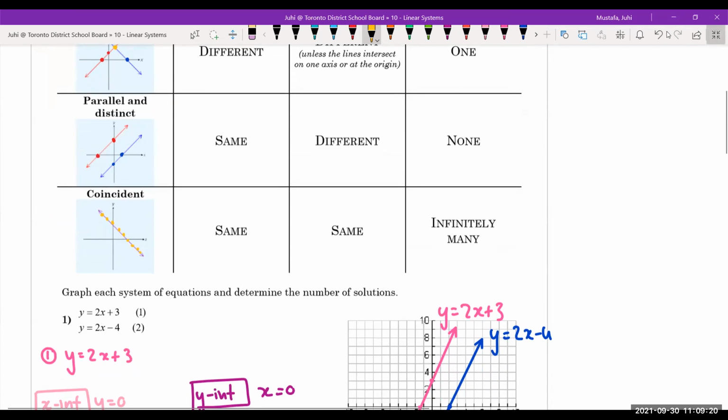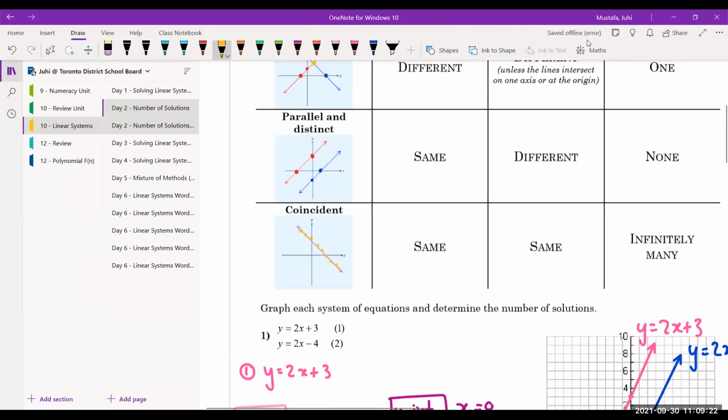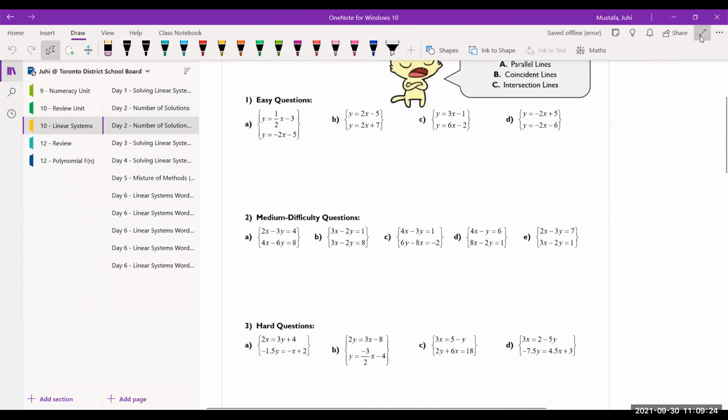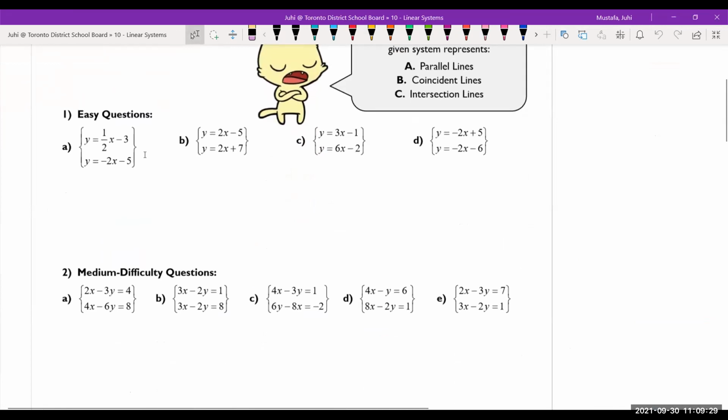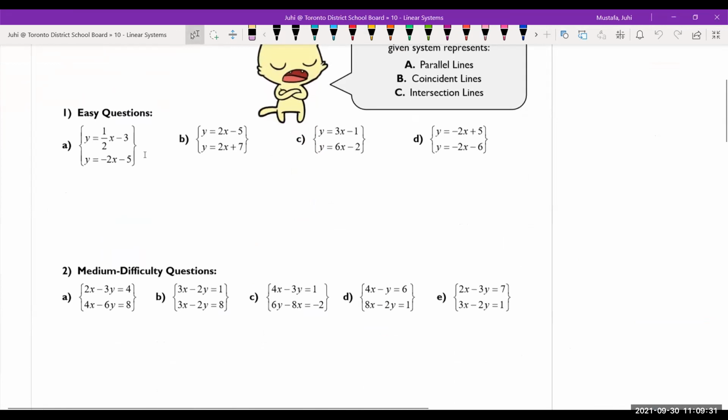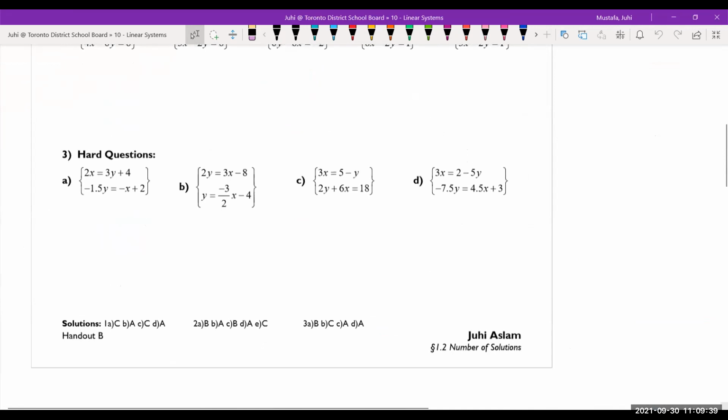Your homework for this, no, you don't have to worry about any textbook questions. I think as long as you do this handout right here, it's handout B. For every single one of these questions, you're trying to find the slope. And then if you need to, you're going to try to find the intercept, and you're going to try to figure out if they are parallel, coincident, or intersecting lines. And all of the solutions are at the bottom.